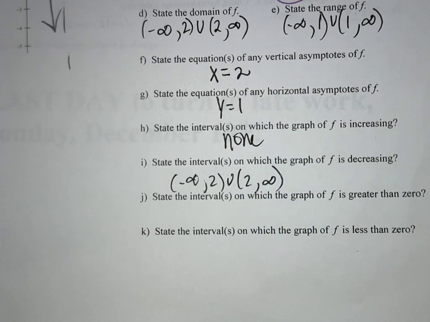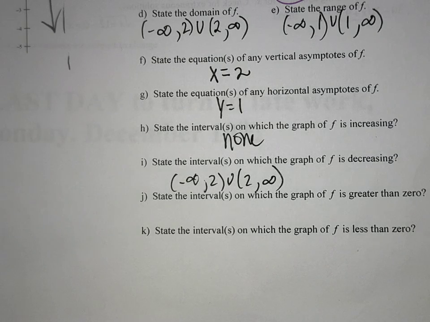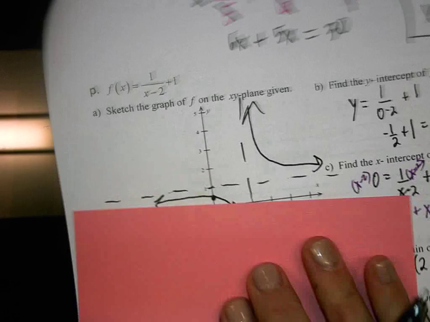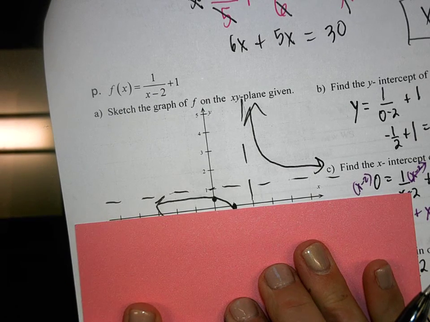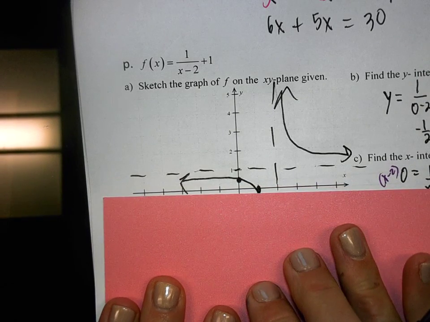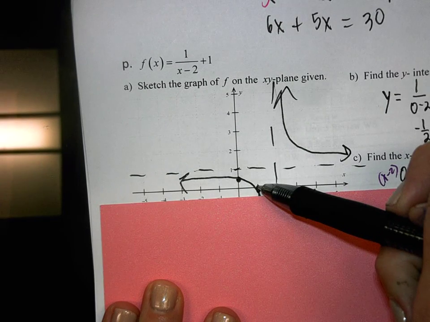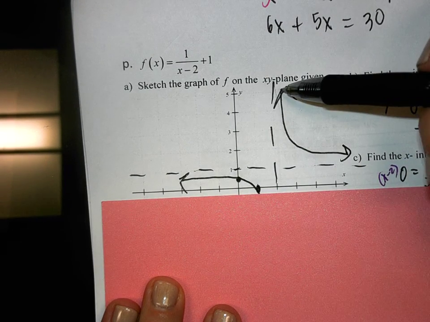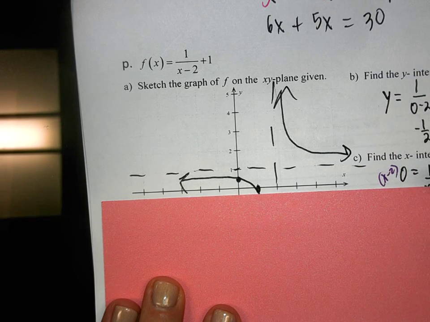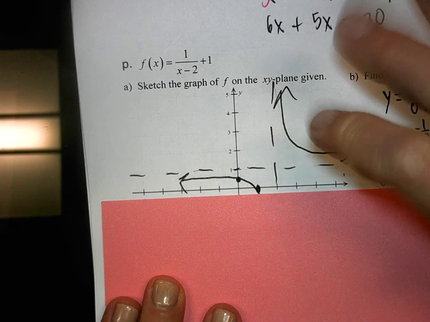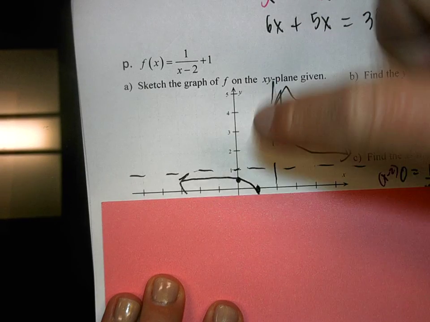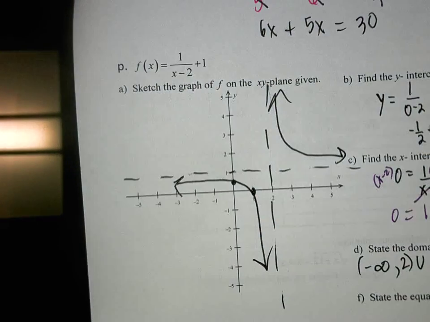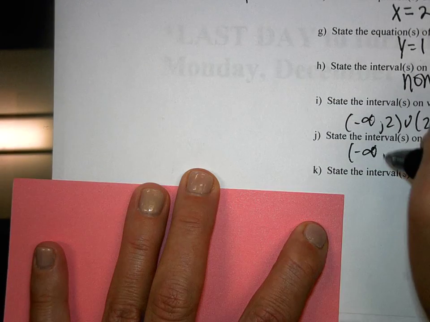When is it greater than 0? So remember, I'm going to go to greater than 0. Greater than 0 is above the graph. Where is it greater than 0? Negative infinity to this point, which is at 1. And then it starts again here up at 2 all the way to positive infinity. Okay? So do you guys see how this is part of the graph? So above 0, negative infinity to 1, and then here it's from 2 to positive infinity.